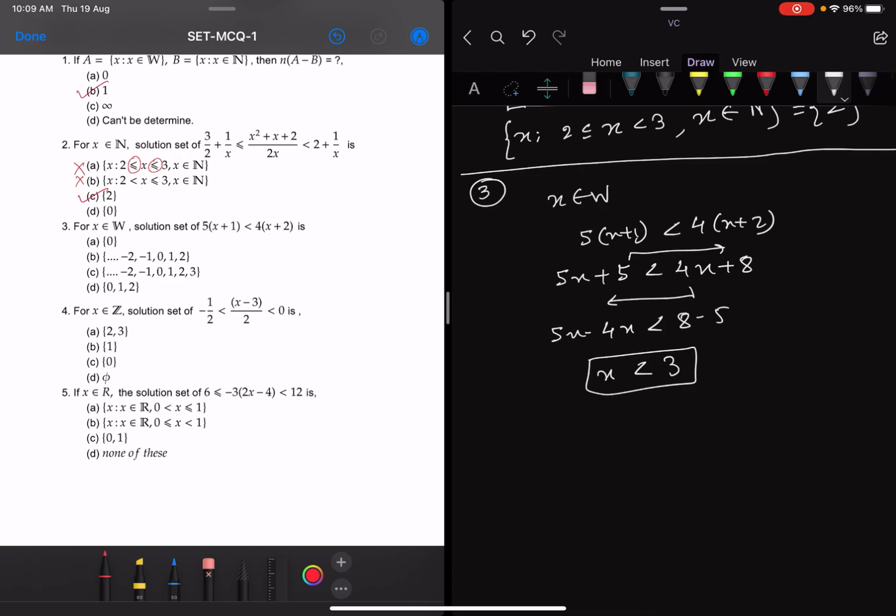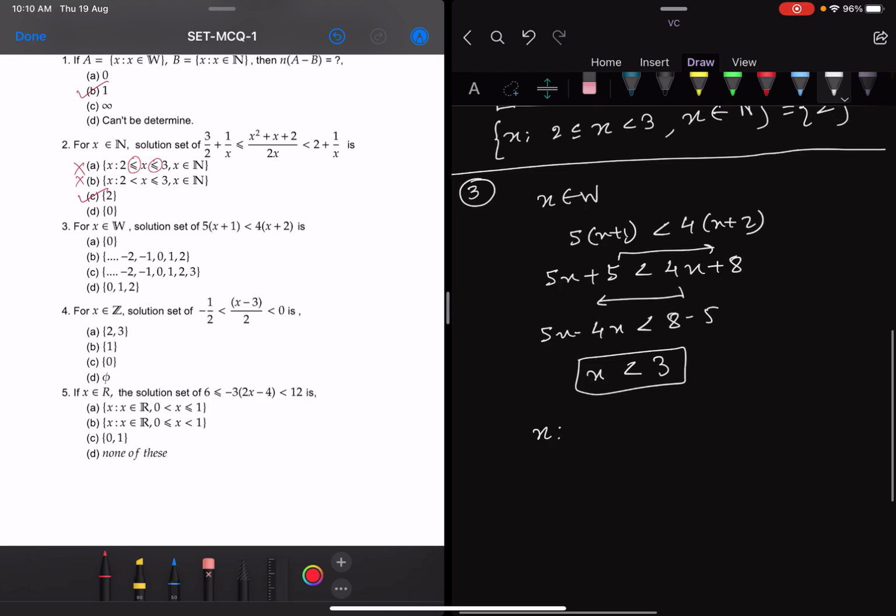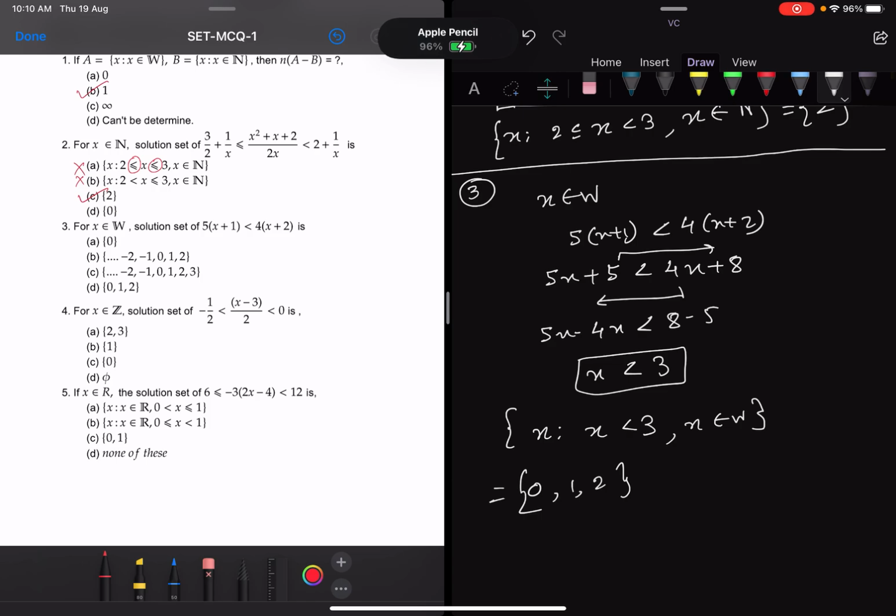So if x is less than 3 and it is a whole number, the solution set is x such that x less than 3 and x belongs to whole number. The solution will be 0, 1 and 2. Why? Because the number category is whole number, so you can consider it as 0, 1 and 2. Because it is less than 3, it cannot be 3.